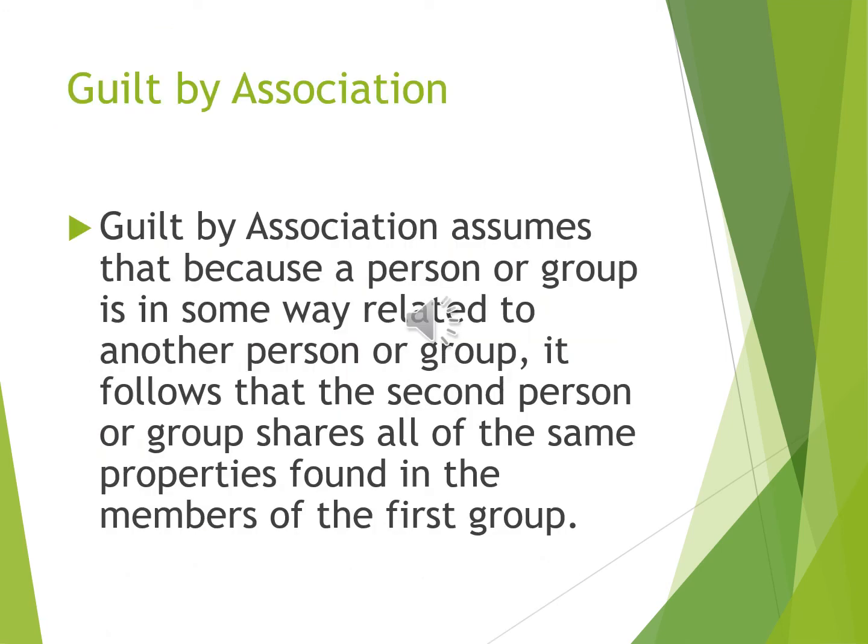The last fallacy in this group of ad hominem arguments is guilt by association. Guilt by association assumes that because a person or a group is in some way related to another person or a group that carries out a certain activity, it follows that the second person or group shares all of the same properties found in the members of the first group.